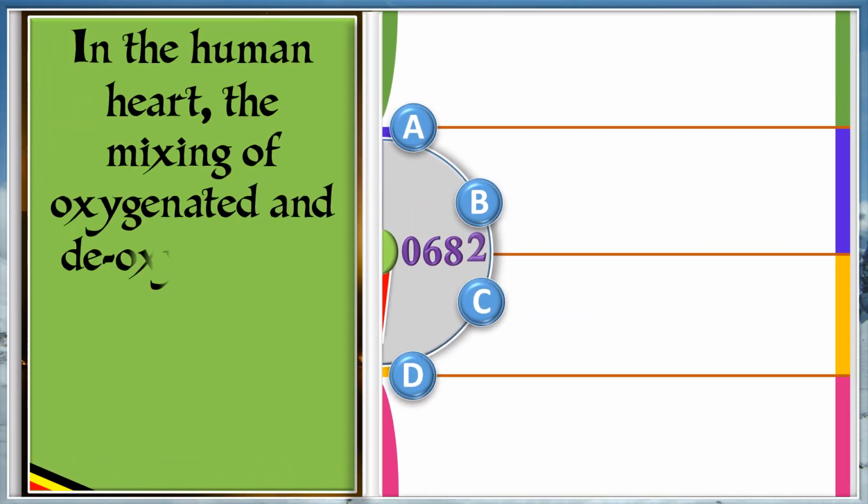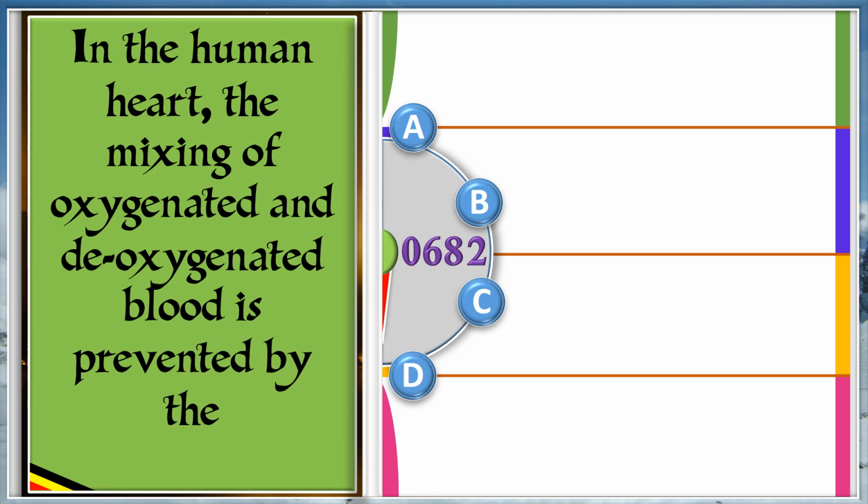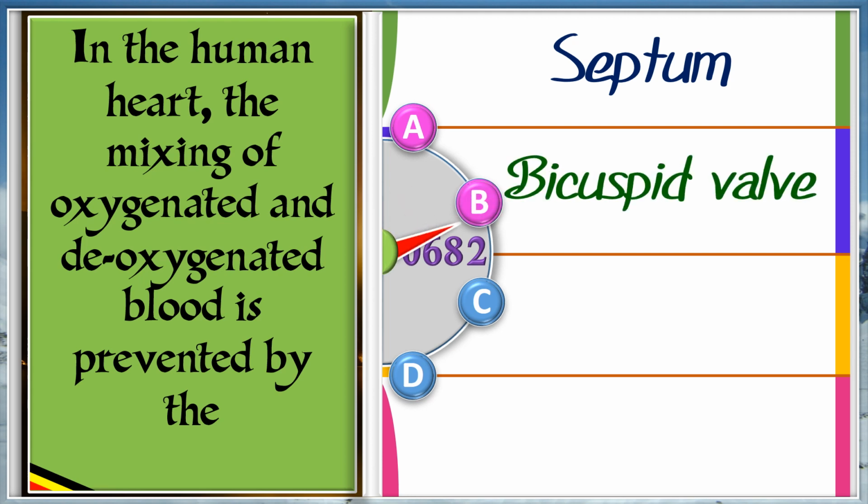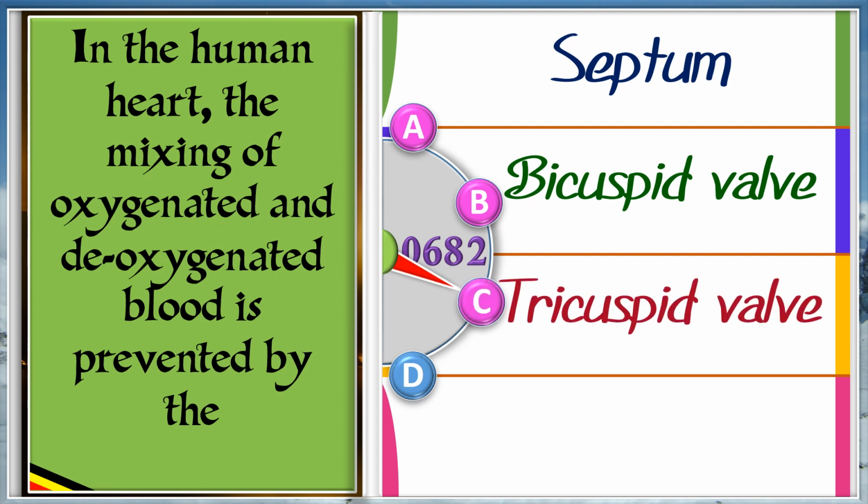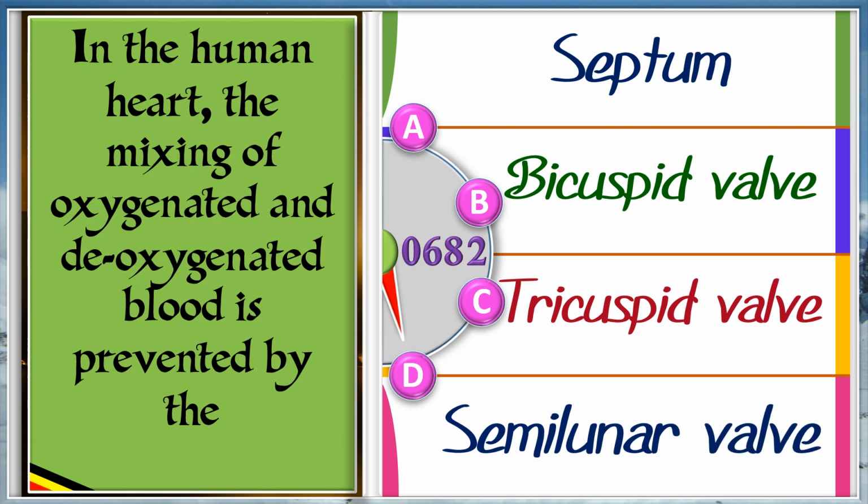In the human heart, the mixing of oxygenated and deoxygenated blood is prevented by the A. Septum. B. Bicuspid valve. C. Tricuspid valve. D. Semilunar valve. And the answer is A. Septum.